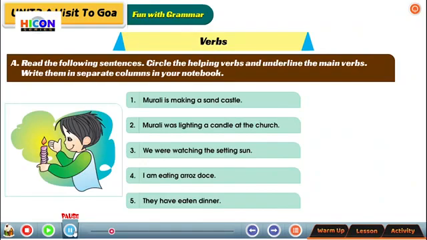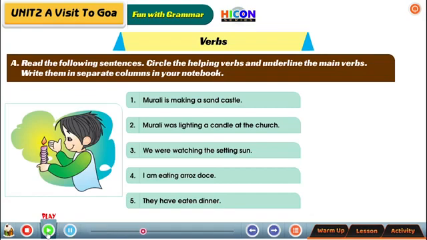So children, we have seen the lesson Visit to Goa. Grammar part in that also, isn't it? The verbs in that particular lesson. So now we have got a set of activities or exercises to do related to what we have learned about the verbs, right? So the first one here is: read the following sentences, circle the helping verb and underline the main verbs. Write them in separate columns in your notebook.